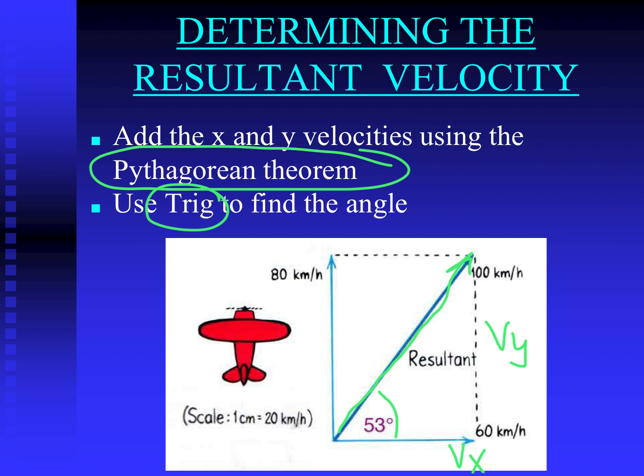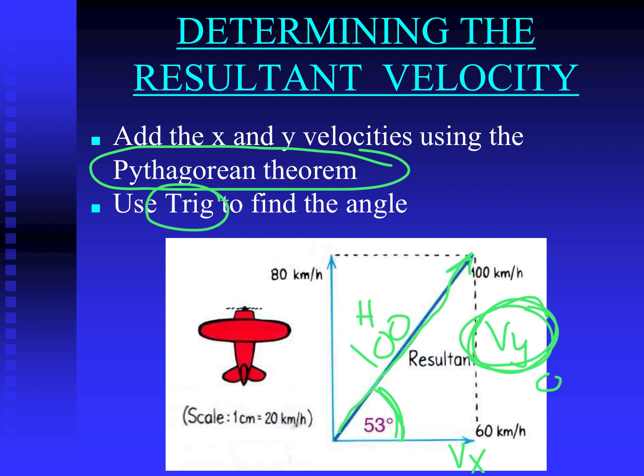So say I only wanted to find Vy, and yet I knew what my resultant was here. So let's just say, for the sake, I know there's some numbers here, but let's just say this was 100 right here. Could I figure out my Vy quickly? Absolutely. If this is the angle, Vy is my opposite, and 100 would be my hypotenuse.